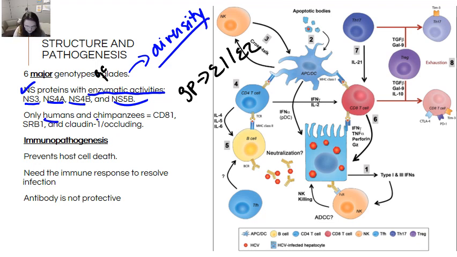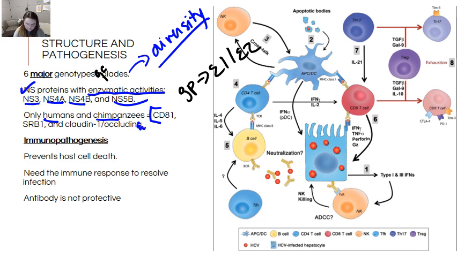It's us and the chimps that tend to get this one. Another way we are close to that ancestor. The receptor for it getting into cells is CD81, which is also known as tetraspanin. There's also a scavenger receptor, and tight junction proteins, claudin and occludin, are all ways for this virus to get into host cells.